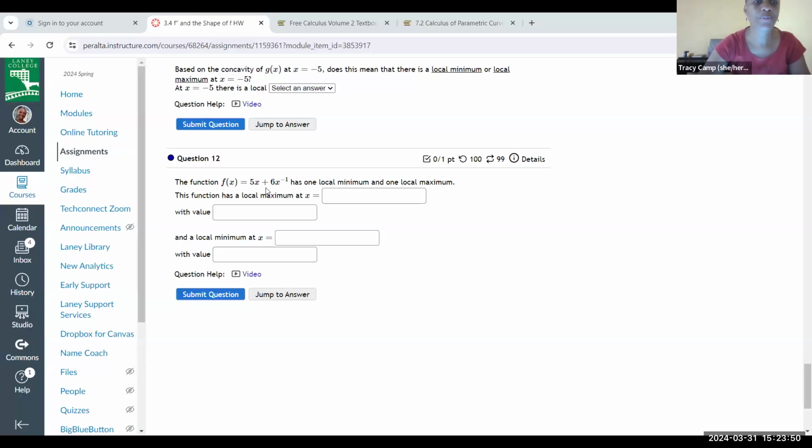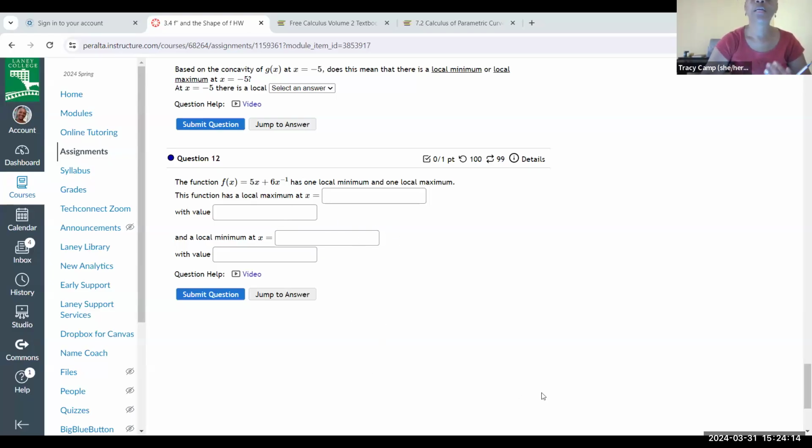So we'll do section 3.4, problem number 12 to practice using the second derivative test. It gives us this function f of x equals 5x plus 6x to the negative 1, and it says that this function has one local minimum and one local maximum. It wants us to say where the local min is and where the local max is.